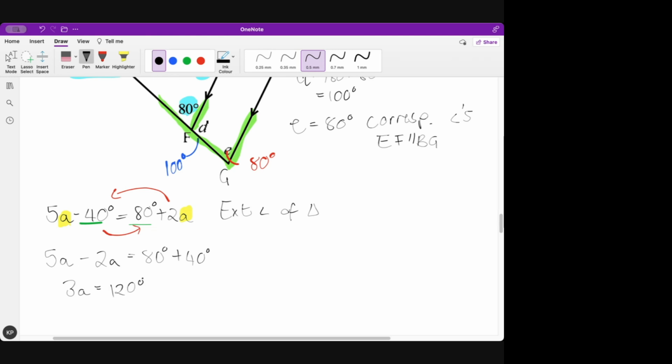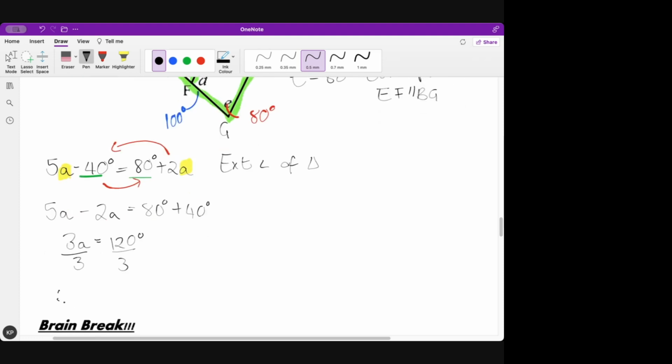We still don't have A on its own. So what do we need to do here? We need to divide by 3. So divide by whatever is in front of your variable, which is 3 in this case. And that'll tell us that A is equal to 120 divided by 3, which is 40 degrees.